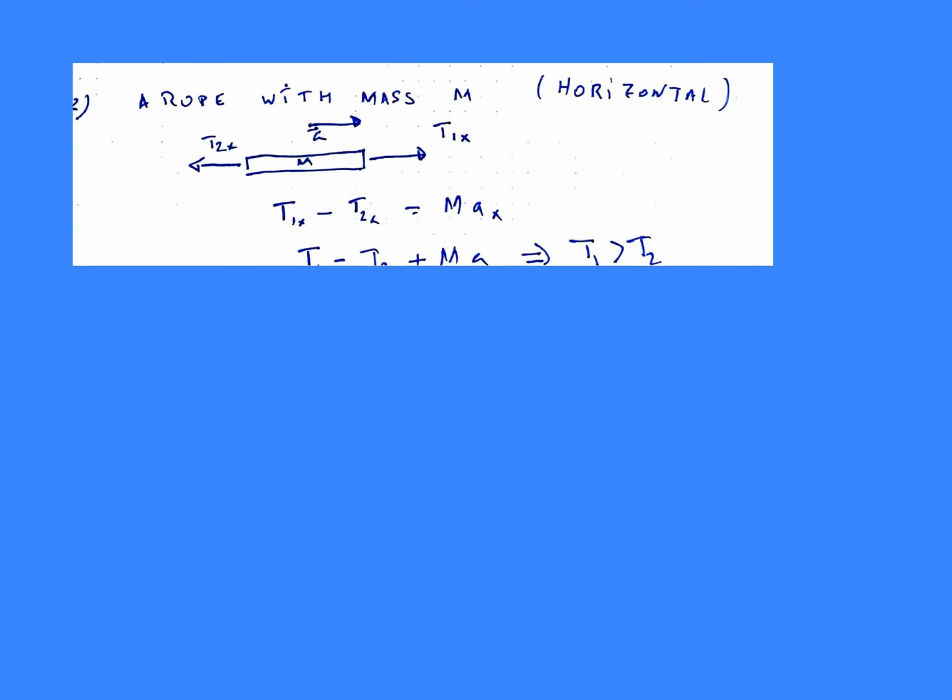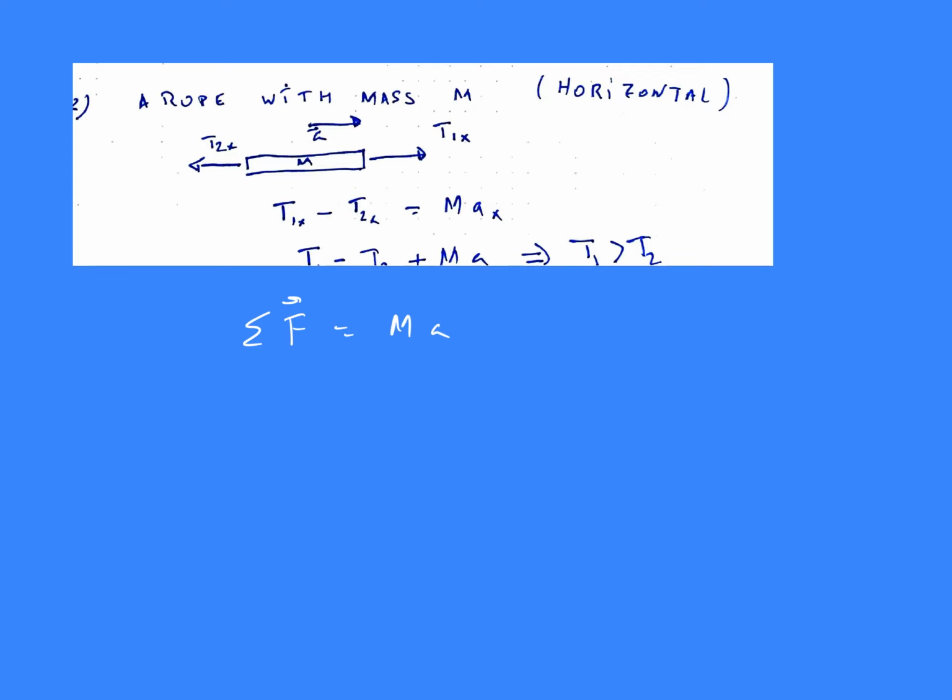Now, the second problem is exactly the same thing. We see an object. The object has mass m. The object has acceleration to the right. If there is acceleration to the right, it's because there is more force to the right than to the left. So the sum of all the forces equals the mass of the object, capital M, times the acceleration of the object.